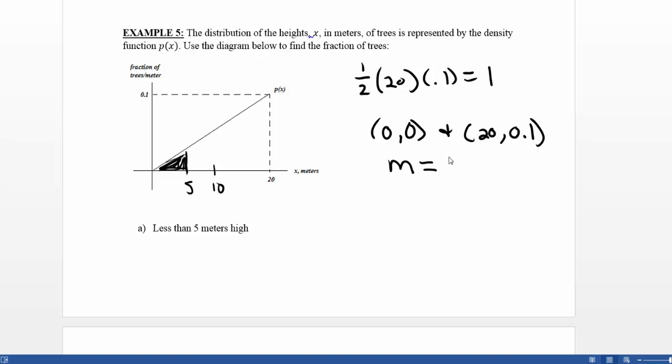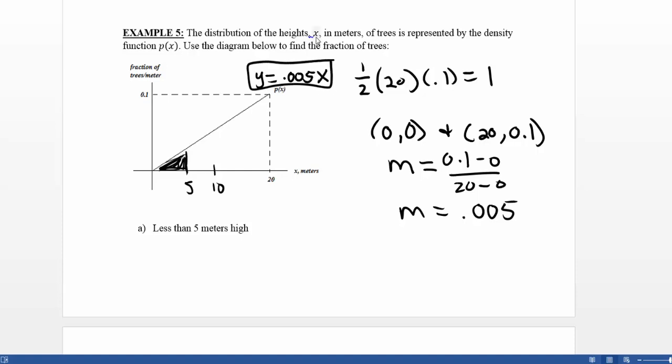The slope is change in y over change in x, so 0.1 minus 0 divided by 20 minus 0, and we get a slope that's equal to 0.005. Now, remember, the equation of a line is y equals mx plus b. We have the m, but what about the b? Remember that b is your vertical intercept. It's where the line crosses through the vertical axis. Well, here it crosses through at 0. So therefore, b is 0. And the equation of our line is then y equals 0.005x.